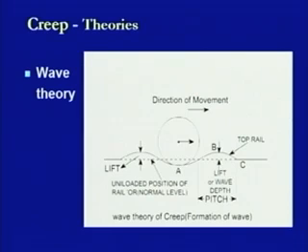Now, if there are a number of wheels moving in this direction and all of those wheels create the same type of effect, then obviously the total amount of movement induced because of all the wheels on that rail section is going to be the total amount of creep induced in this section. So, this is how the wave is formed in the case of the wave theory.